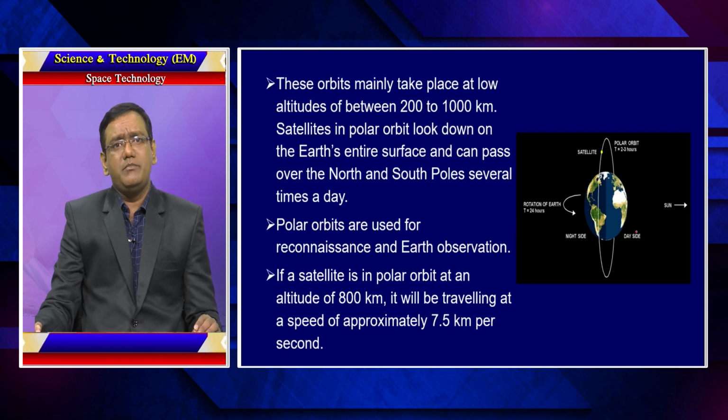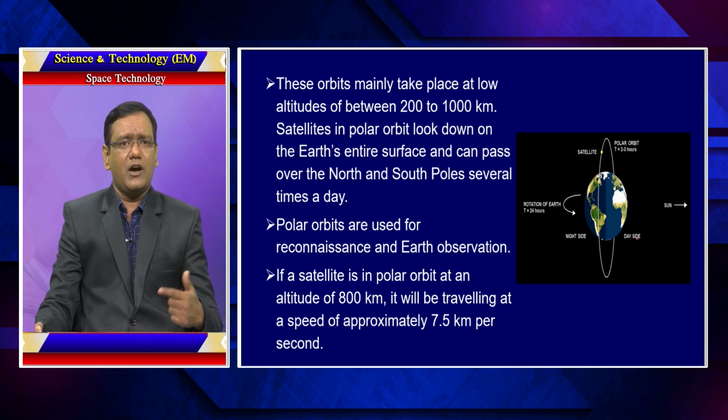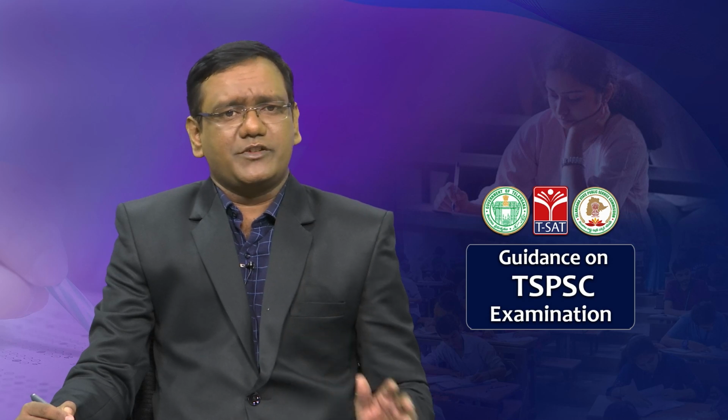So these orbits mainly take place at low altitudes of between 200 to 1000 kilometers. The satellites in polar orbit look down on the Earth's entire surface and can pass over the north and south poles several times a day. Which means an artificial satellite in a polar orbit passes over the Earth several times in a day. So the polar orbits are used for reconnaissance and Earth's observation.